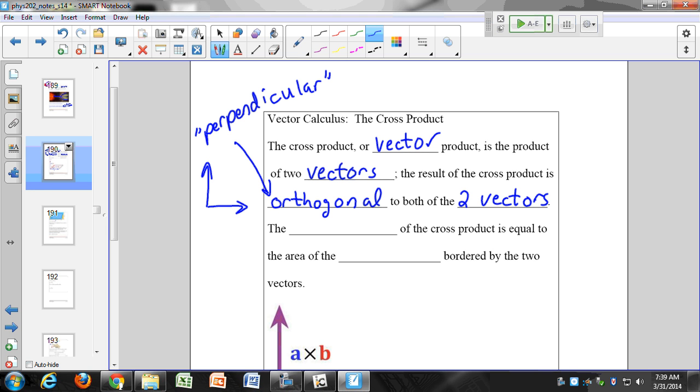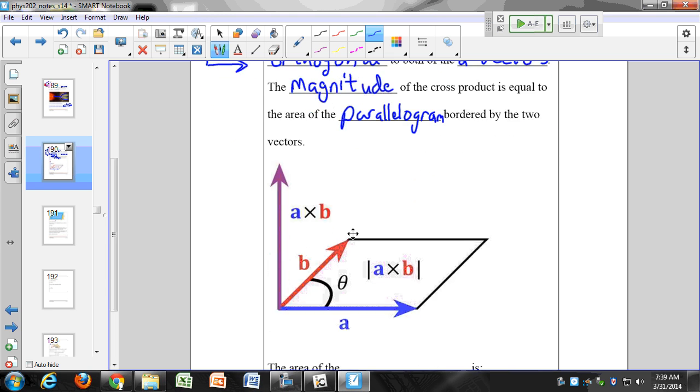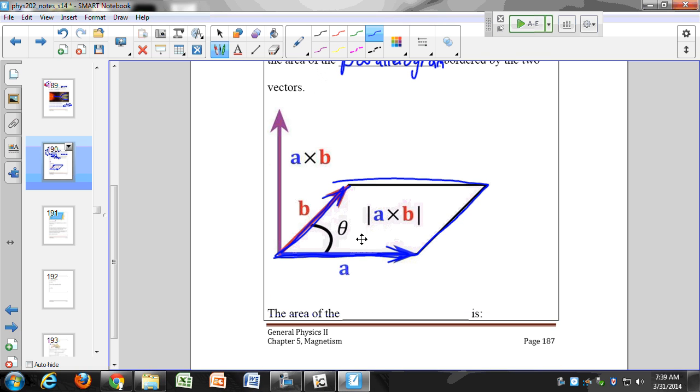The magnitude of the cross product is equal to the area of the parallelogram that's bordered by the two vectors. So if these are my two vectors, A and B, this is B, this is A, whatever this parallelogram is going to be the magnitude of my cross product. You don't really need to know about the parallelogram, but you do need to know that the area of the parallelogram is given by this.